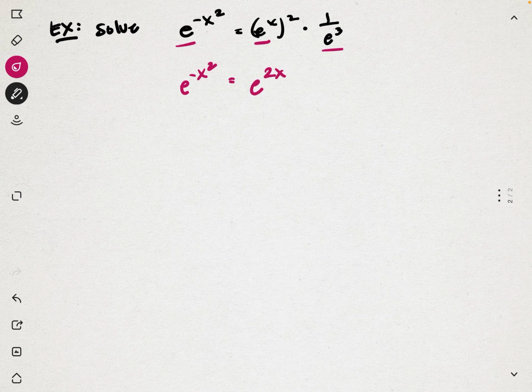And then lastly, this one's a little bit trickier, but remember, if we want it to be e and not 1 over e, we just make it a negative, right? Negative means the reciprocal of. So we're going to say e to the negative 3.